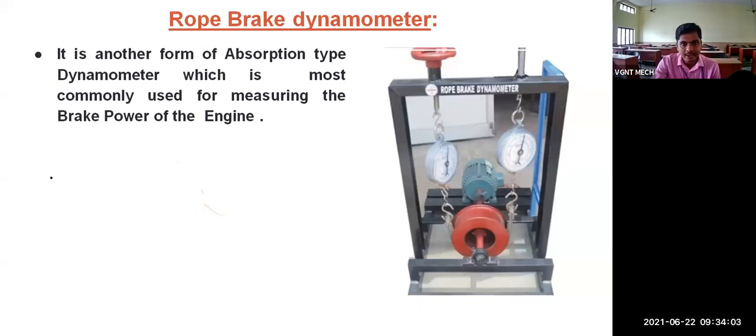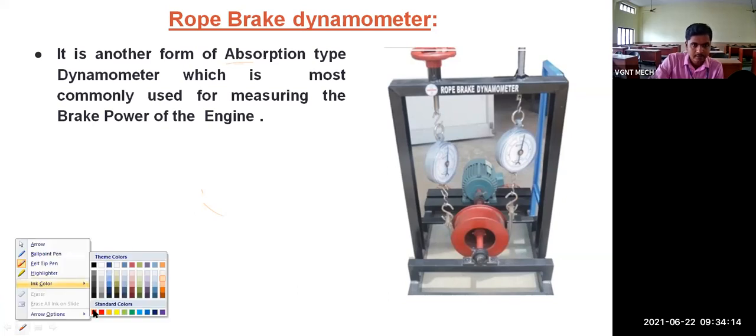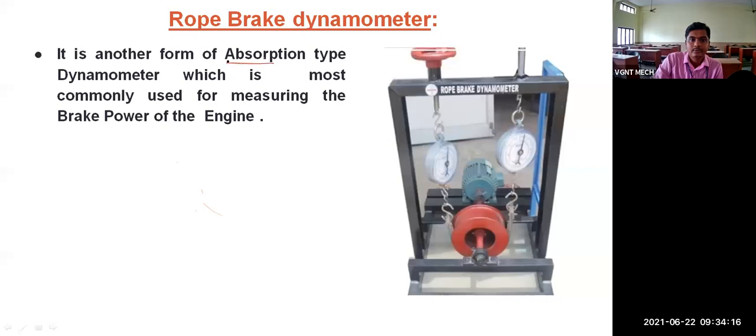First point, it is another type of absorption type dynamometer, which is most commonly used for measuring the brake power of the engine. Because we already know the use of the dynamometer is to calculate the brake power of the engine. So the rope brake dynamometer is a type of absorption type dynamometer used to measure the brake power of the engine. Simple. Next point.